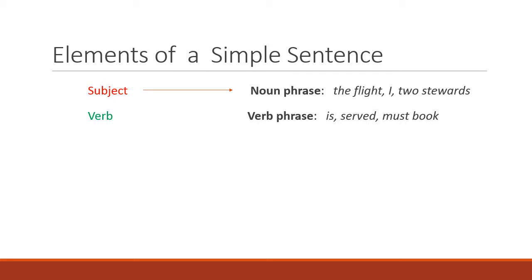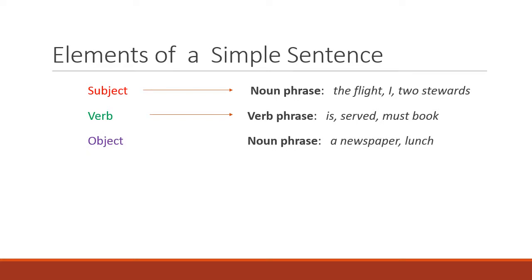The other important element of a sentence is the verb, which is actually what we call the verb phrase. A verb phrase can be just one word, like a main verb or a linking verb like is, or it can be a combination of a helping verb and a main verb like must book or is leaving.